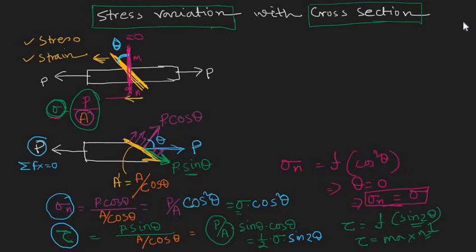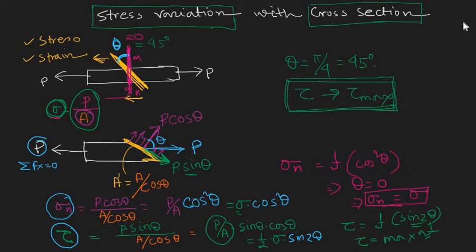Okay, that means if theta is equal to pi by 4, or 45 degrees, we will get tau as tau max. So here, if theta becomes 45 degrees, the shear stress is maximum. Okay, so it has a very big implication. If any material is weak in shear strength compared to its tensile strength, definitely the failure will be along the 45 degrees of its axis.